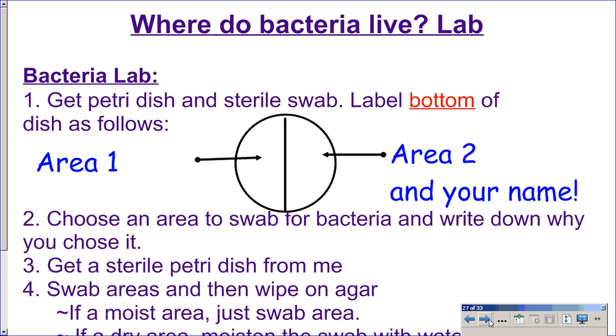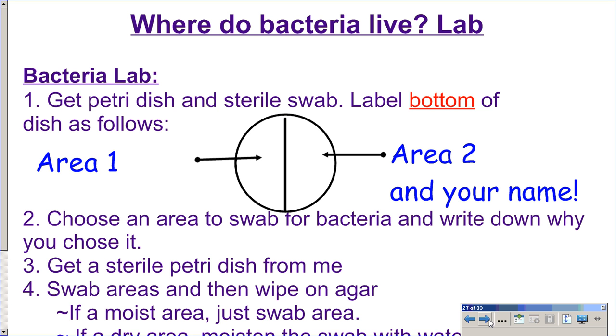So on the bottom of the petri dish where the agar is, on the outside, you're going to take a marker and draw a straight line. Side 1, side 2, okay? So area 1 and area 2. It doesn't have to be huge letters. It's just for you to know what is what. And on the bottom, someplace underneath 1 and 2, put your initials so that you know this is your plate, because they're all going to look the same at this time, okay?